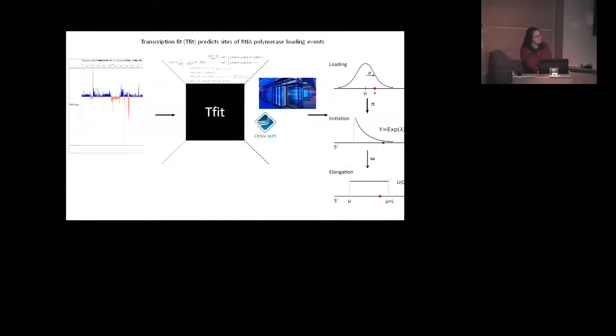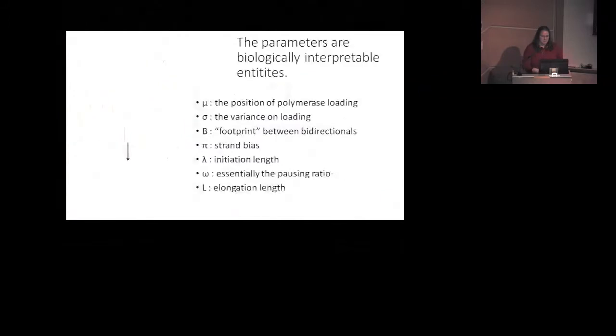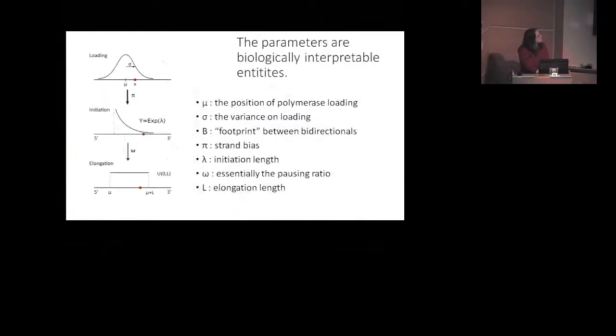So we packaged all this up in this thing we call Tfit. It runs on OpenMPI on very large clusters. And you can feed it GRO-seq data, and it outputs essentially a whole slew of parameters about every transcript. Those parameters include things like the position of polymerase loading, the variance, the footprint, or how far apart are those 2 bidirectionals, the strand bias, how far it initiates before it pauses, the pausing ratio, elongation, etc.